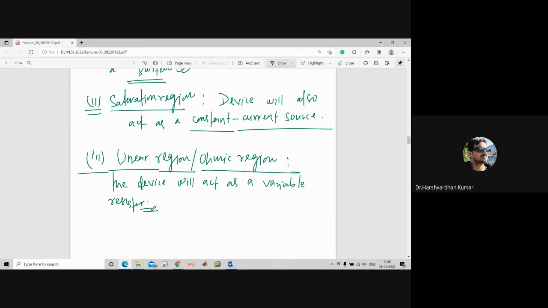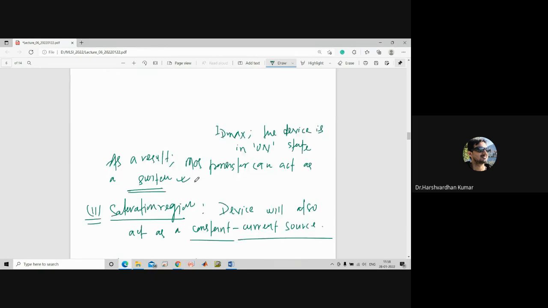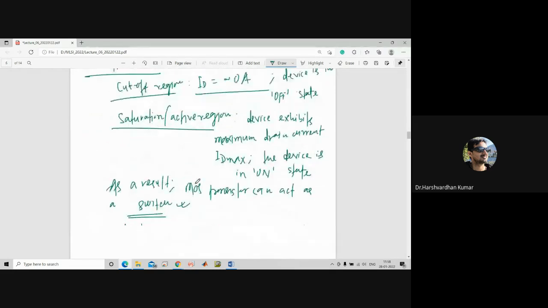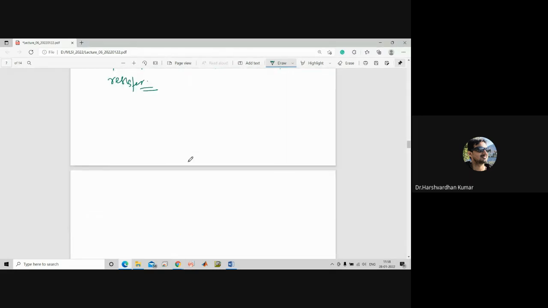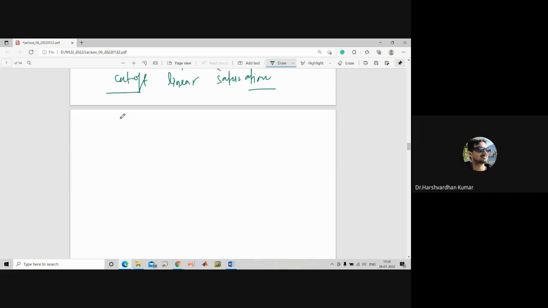Very good. So what happens in case of the characteristics? The output characteristics is characterized in three parts. The first one is cutoff, the second one is linear, and the third one is saturation, right? One by one we will discuss. Let us discuss the cutoff. So what happens in the cutoff region? What is the cutoff region?